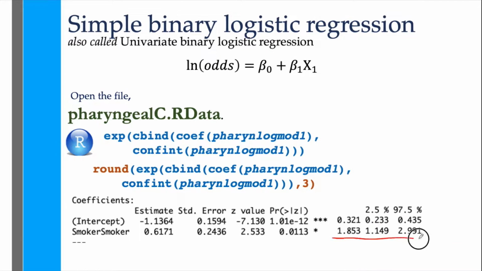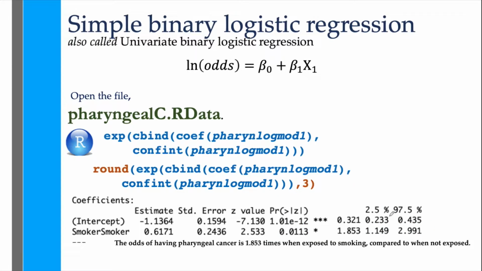So R gives us these values, wherein this one is the odds ratio and this one is the 95% confidence interval for the odds ratio. Now note that since the p-value here is less than 0.05, the odds ratio does not include 1, as we can see here. So this tells us that the odds of having pharyngeal cancer is 1.853 times when exposed to smoking compared to when not exposed, and then this is the 95% confidence interval.